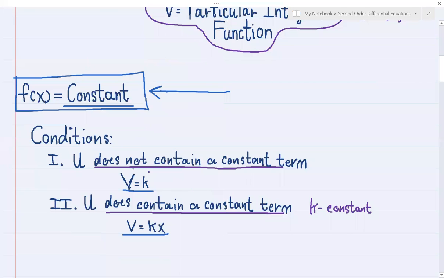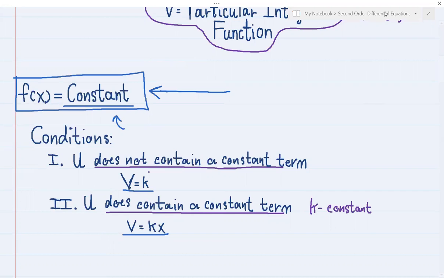Okay? So if you recall the recent video, which is about, once again, second order non-homogeneous differential equation, introduction in a given constant function, if your function is a constant function, then you have two conditions. If your u does not contain a constant term, your v is equal to k. Otherwise, your v would just be kx. Okay? So that would be only applicable for your constant function.